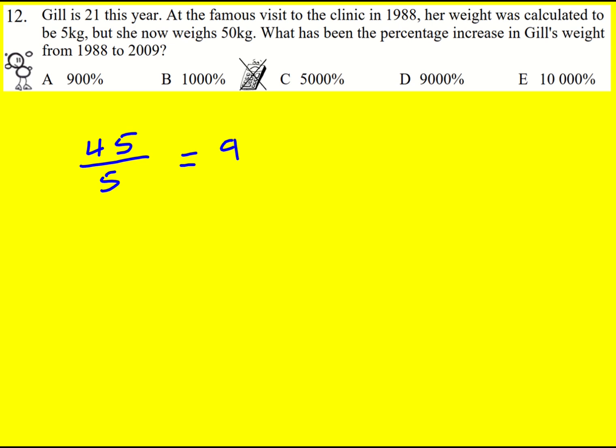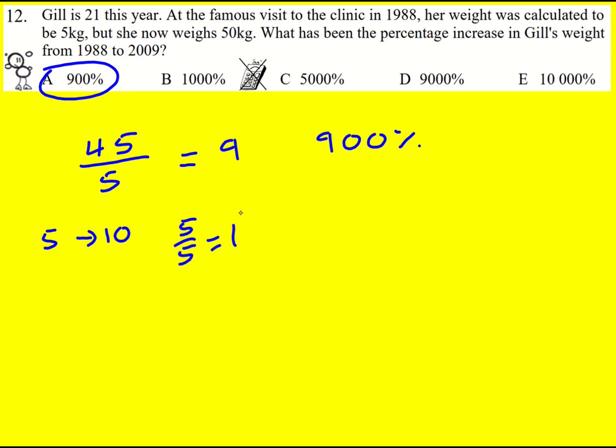Now, what that means, every time we add on 1 lot of the weight, it's increasing by 100%. So the answer is going to be 900%. Let me just say a little bit more about that. So if the weight had gone from 5 to 10, then we'd look at the difference there, and it'd be 5 over 5. The weight has increased by like 1 of itself. That would be 100%. It's doubled.